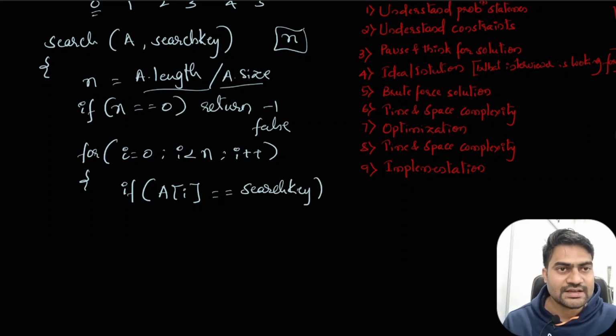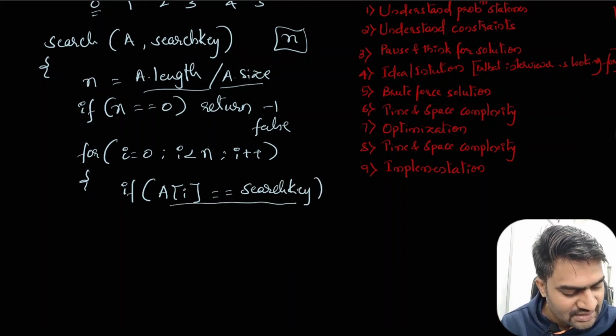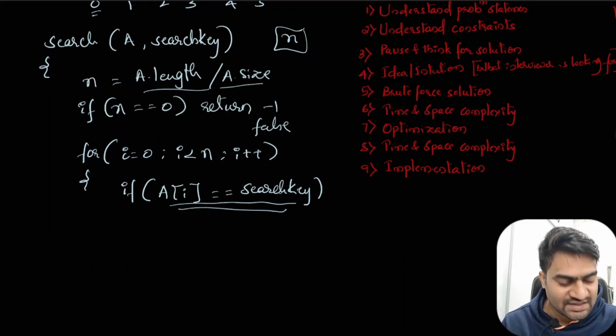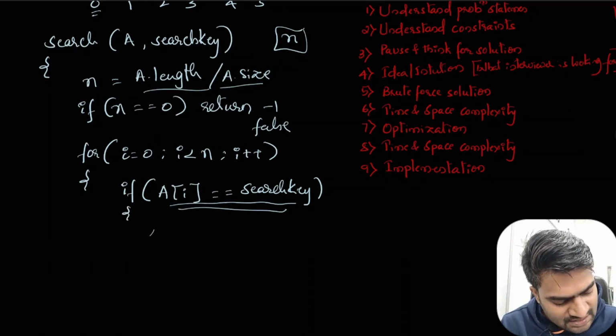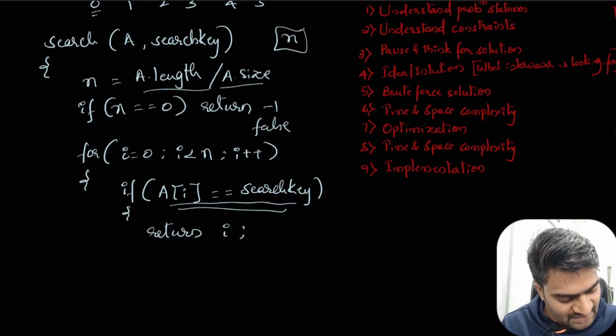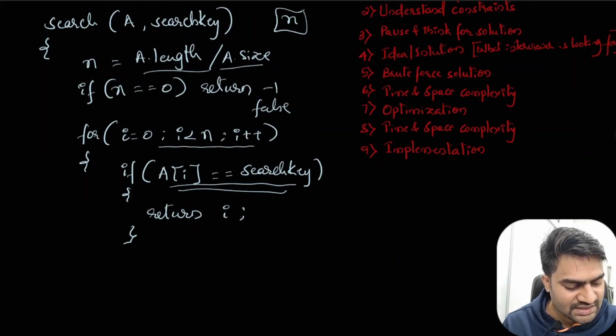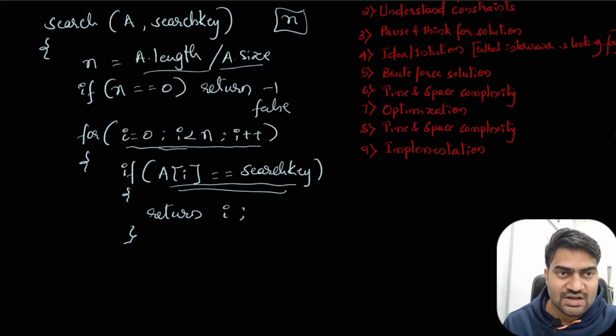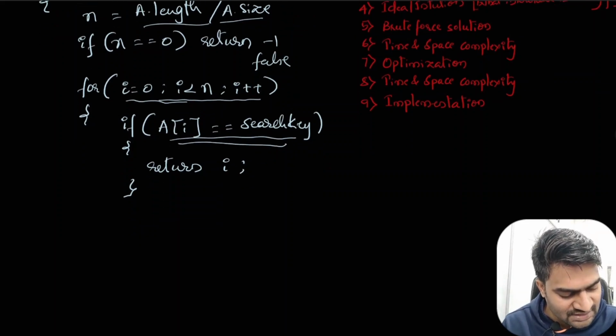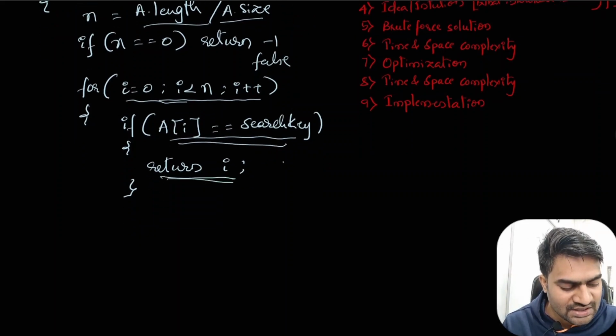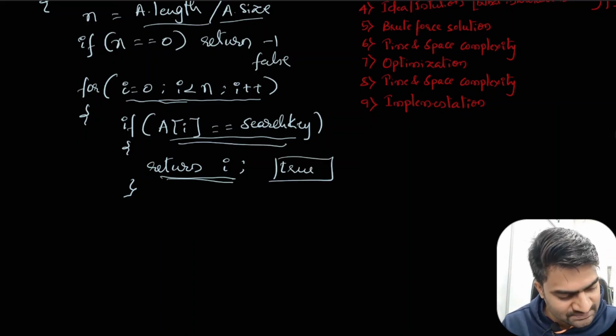So if I get something which is my search key, then I will return my index. This will go on until the array gets exhausted, and in between, if at any moment it finds the element, it will simply return from there. It won't continue further. So it will return the index, or you can also return true from here, if we are only expecting either true or false.